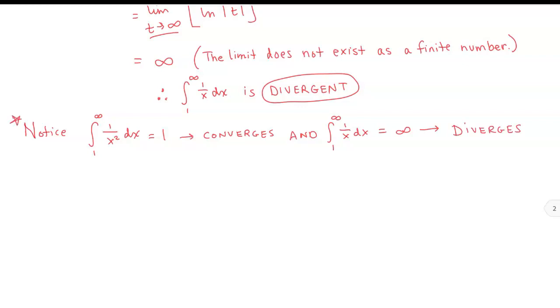There's an important thing to notice. The first integral we looked at the start of the notes was the integral of 1 over x squared. It actually equals 1, and that means it converges. However, the integral of 1 over x does not converge. It diverges. So something is happening there. We know that as x gets larger and larger, both of these fractions approach 0. But the reason why the integral from 1 to infinity of 1 over x squared equals 1 is because that fraction approaches 0 much faster than the other one.